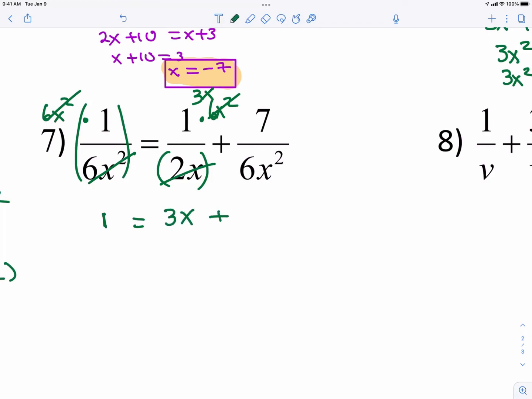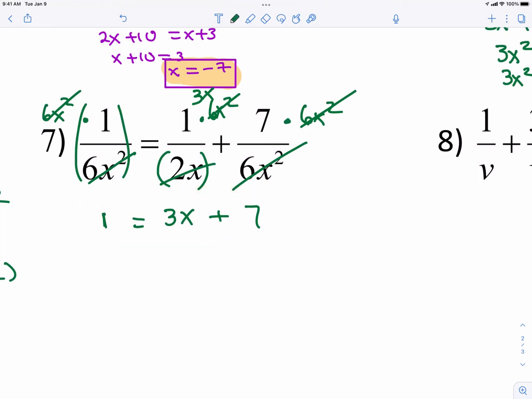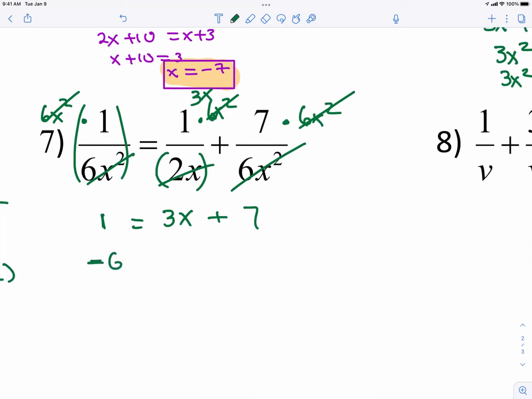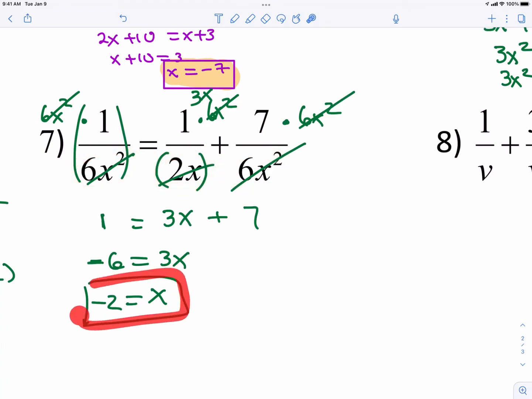Plus, and then the last fraction gets multiplied by 6x squared, and that causes the 6x squareds to cancel, leaving you with 7. So we have this equation, 1 equals 3x plus 7. Now solving for x, we'll subtract 7 from both sides. So 3x is equal to negative 6. Divide by 3, and x is going to be negative 2. And it does not make any of the denominators become 0, so this is a valid solution.